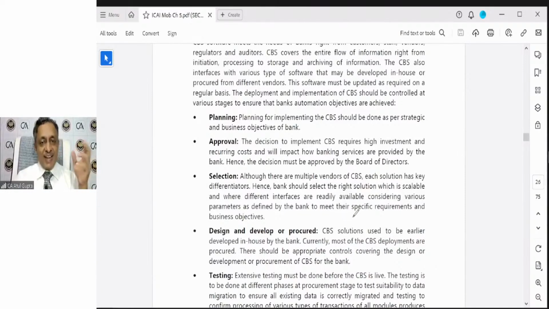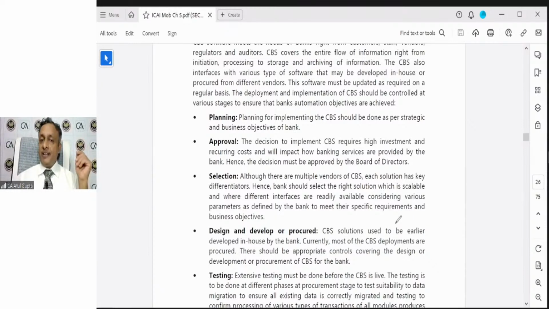Then selection. Okay. So the board of directors says, okay, we approve the implementation of the core banking system. Now the appropriate vendor has to be selected. SA 620, Gundu Chandrasekhara. That is about going concern. SA 620. Please say the name also. Yeah, then I'll answer that, Gundu Chandrasekhara.